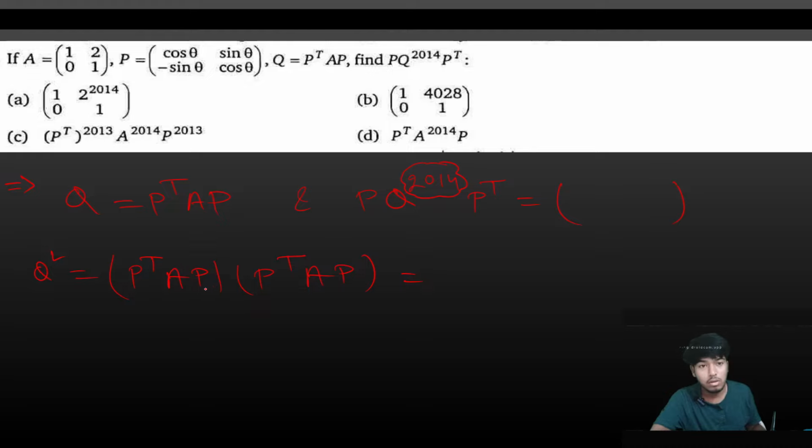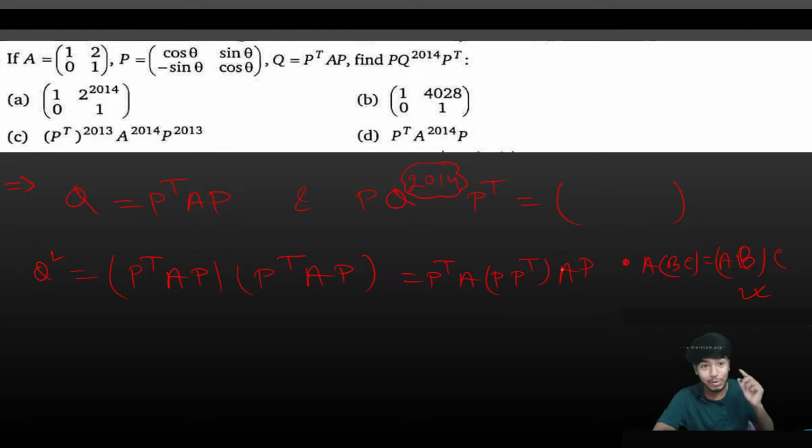Now there is a matrix property, the multiplication property. Multiplication of three matrices A, B, C is associative, so we write A, B, C this way. We use this property to solve this. P transpose A, P transpose AP.